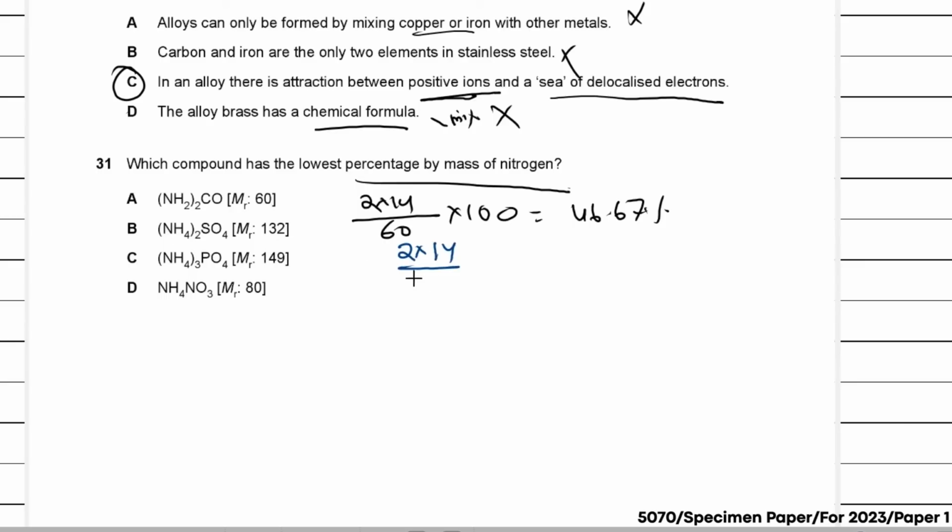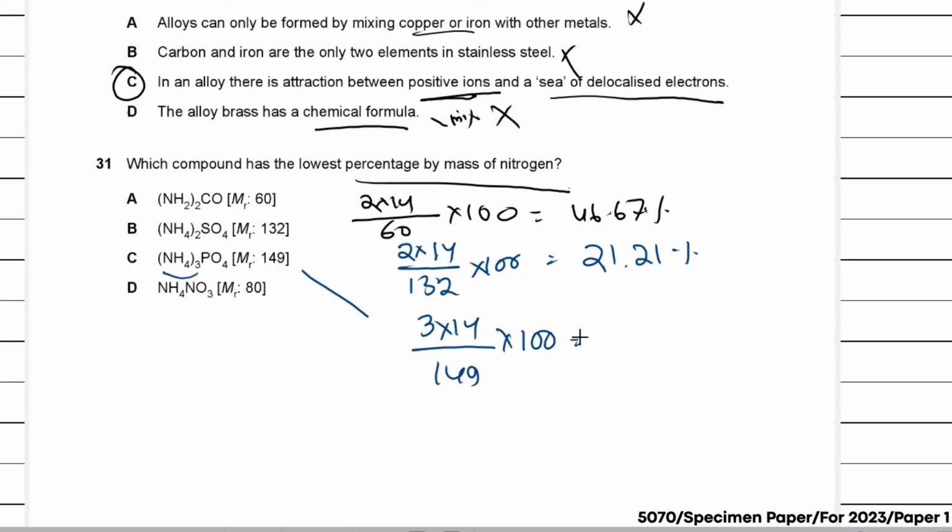Moving on for this one, we again have 2 times 14. We have a higher Mr, which is 132, times 100. I'm just doing it on a calculator off camera. So it's 21.21%. Then we've got this compound, and we have a 3 with nitrogen. So it's going to be 3 times 14 divided by 149 times 100.